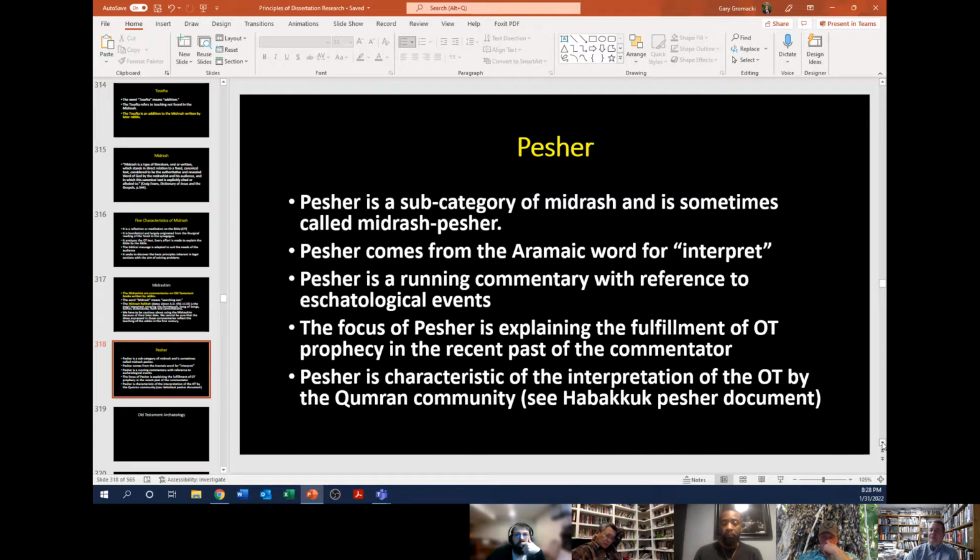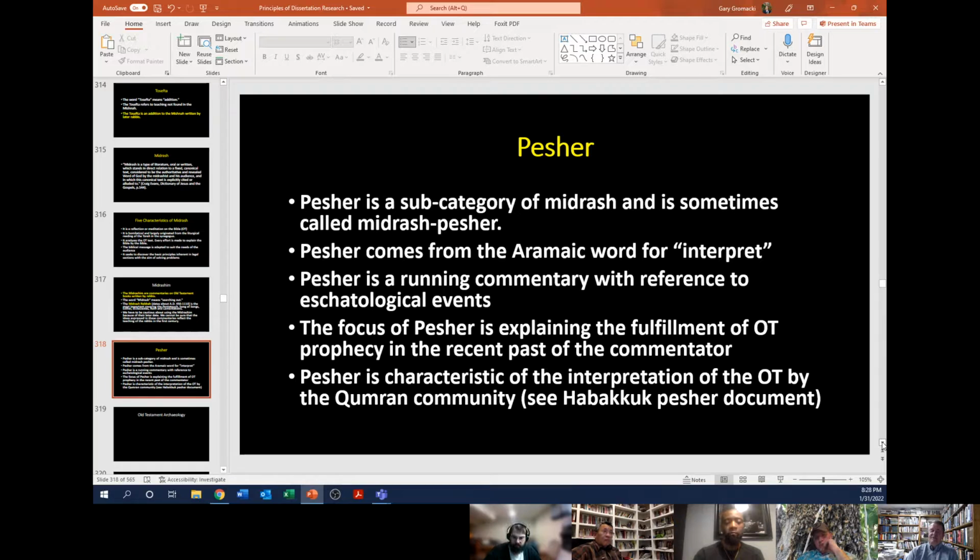Now you hear the phrase Midrash Pesher. Pesher is a subcategory of Midrash, so sometimes you put the two words together and you hear Midrash Pesher. Pesher comes from an Aramaic word that means to interpret. So it's a running commentary, especially with reference to eschatological events. The focus of Pesher is explaining the fulfillment of Old Testament prophecy in the recent past of the commentator.